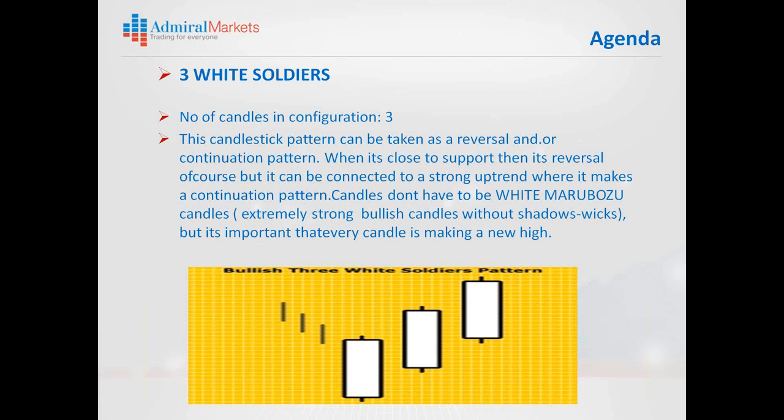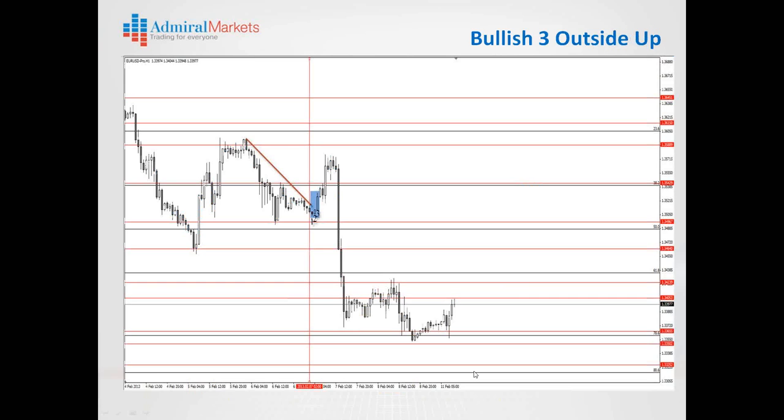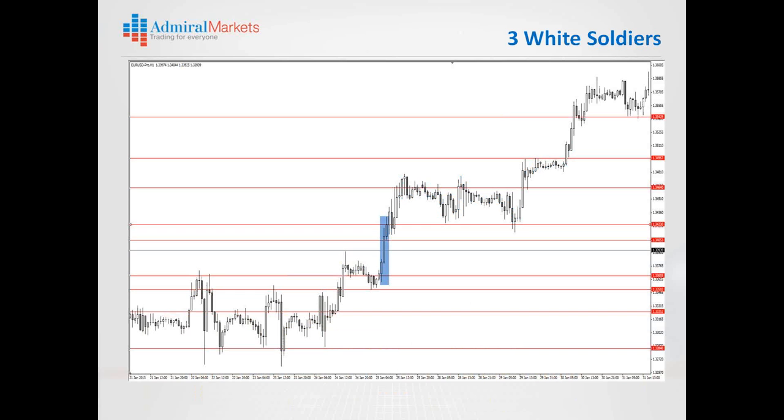If it happens in an uptrend, then it's a continuation. Usually, if on a daily time frame we spot three white soldiers, the following days will also be bullish. We can show it on the slide. Yeah, three white soldiers. Those are a perfect example of three white soldiers.